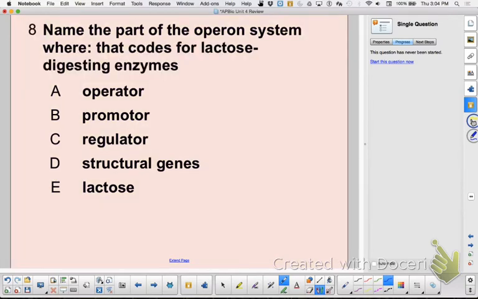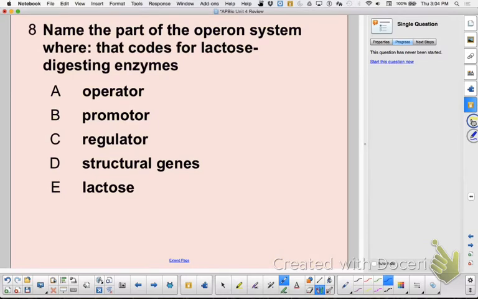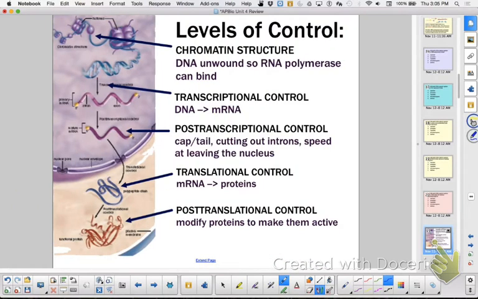Name the part of the operon system that will bind to the repressor, making it inactive. Lactose is acting as a what? Co-repressor. Oh, it's an inducer. It's an inducer. Structural genes, good job.